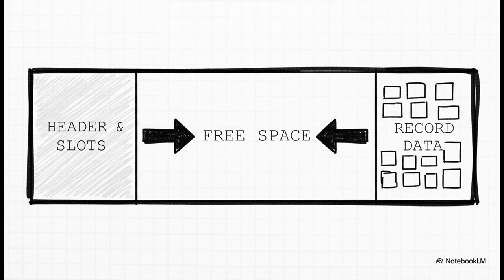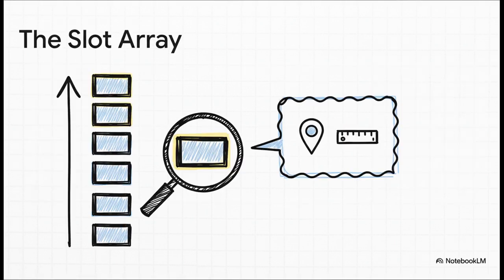That's just the gap that shrinks as you add more and more data. It's so simple, it's beautiful. Okay, let's zoom in on that slot array. Just think of it as the page's own little table of contents.